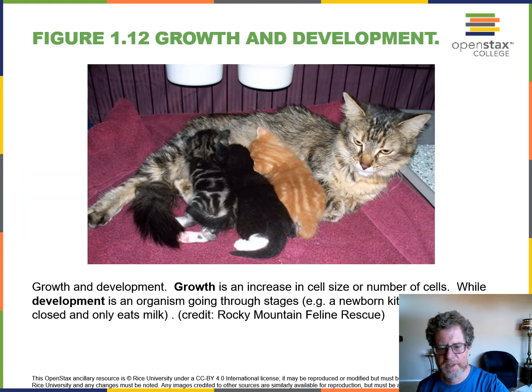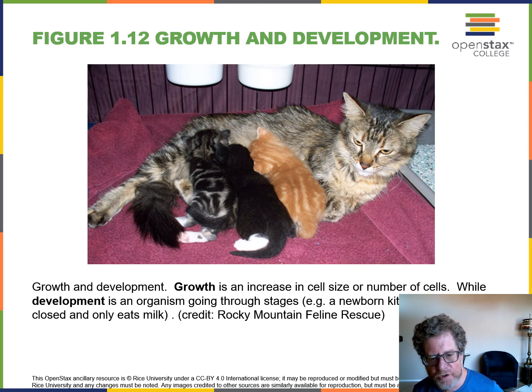Here's an adorable picture of a mama cat and 3 baby kitty cats that illustrates growth and development. So growth is getting bigger, so an increase in cell size or cell number, and so we know the kittens are going to grow. Development is going through different stages, like a butterfly starting as a larva, a caterpillar, and then pupating and becoming a butterfly.